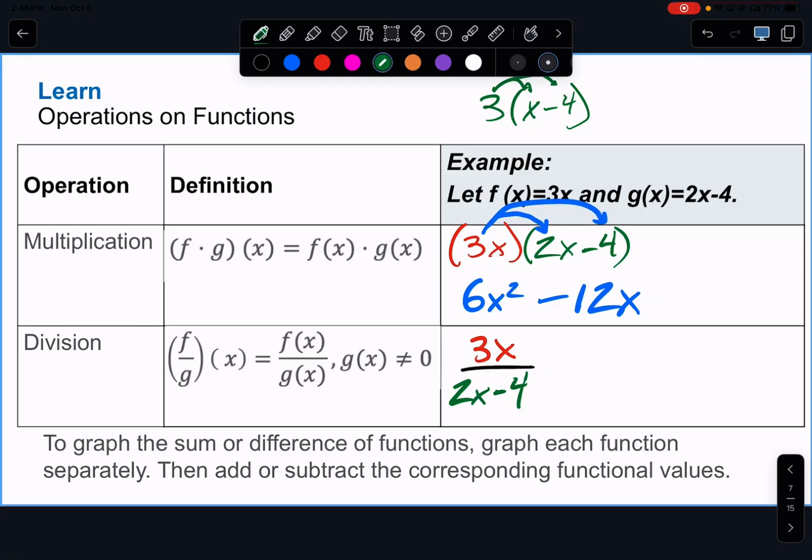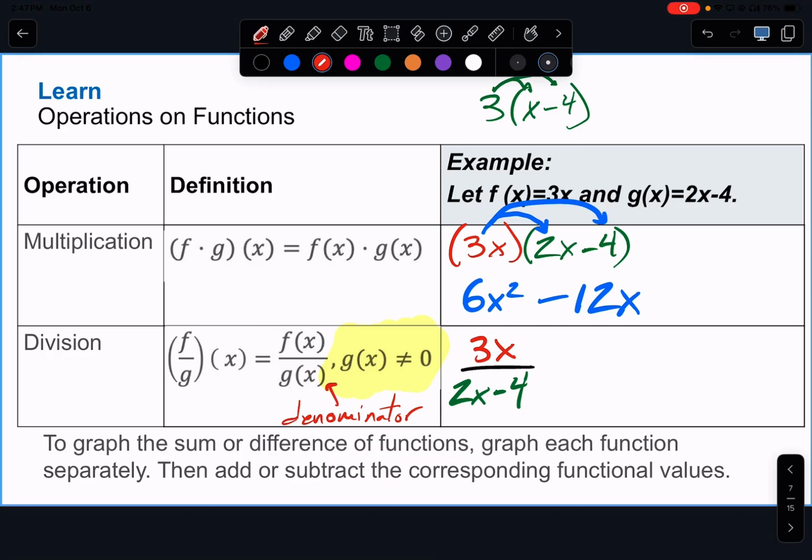Here's the only catch with division. I want you to highlight this, star this, right there. G of x, which is in the denominator, cannot be 0. We cannot have 0 on the bottom of a fraction. Really from here on out, if you have a variable on the bottom of a fraction in the denominator, you're going to have to find what's called excluded values. X cannot be what?